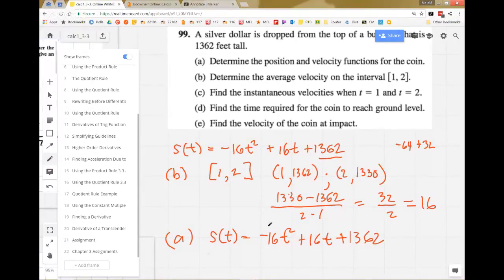Now, the velocity is S prime of t. In other words, it's the first derivative. First derivative, negative 32t plus 16. That's a constant, so that's it. So there's part A. This is position, and this one is velocity.